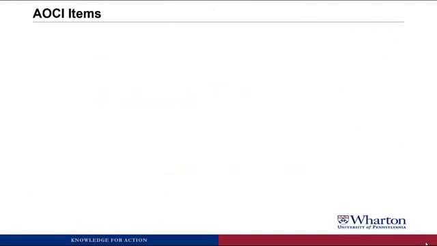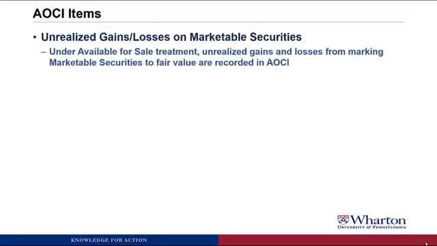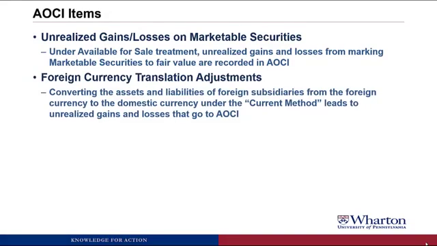So as of now, there are 4 items that go into AOCI. Now, of course, the standard setters may put more things into here in the future. But right now, the 4 are unrealized gains and losses on marketable securities. So we saw this earlier in the course where under this available for sale method, any unrealized gains and losses from marking the securities to fair value go into AOCI. Another item would be foreign currency translation adjustments.